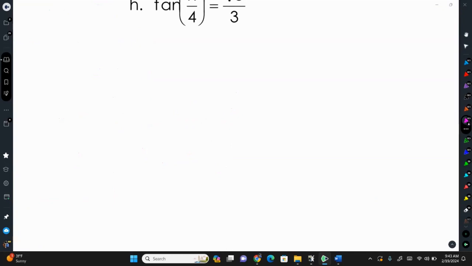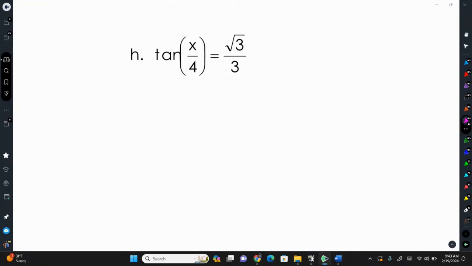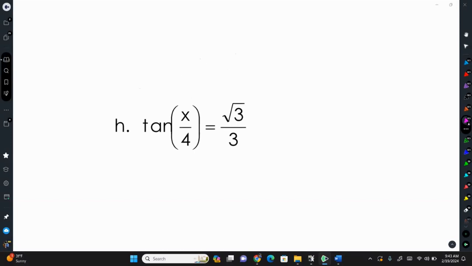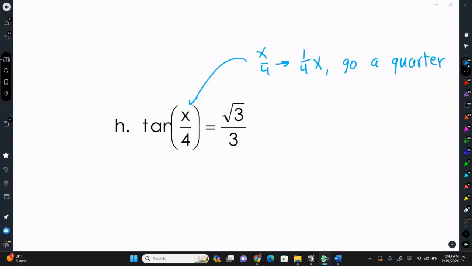All right, now our last problem, we have the tangent of x over 4. Oh, we haven't dealt with a partial angle. This is x over 4. So this x over 4 really means 1/4 times x. So instead of going around the circle multiple times, we're only going to go a quarter of the circle. So we're going to go a quarter around the unit circle, which means it's only in quadrant 1. So only quadrant 1.